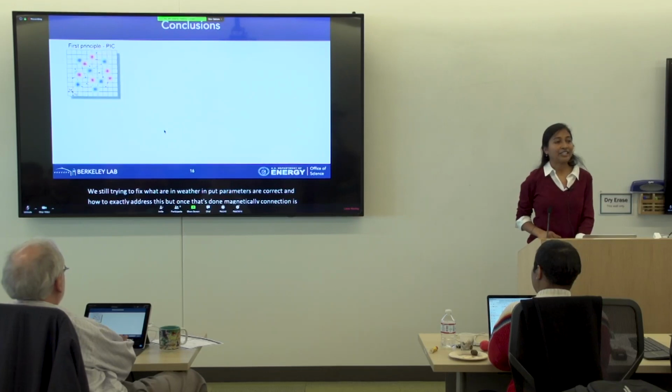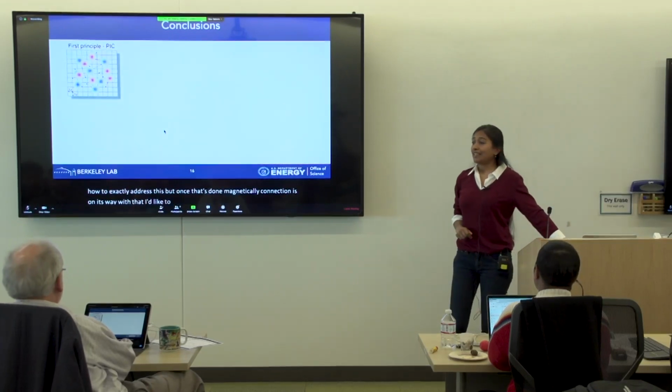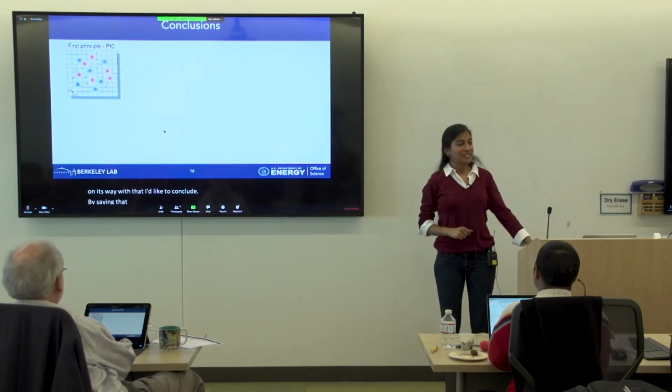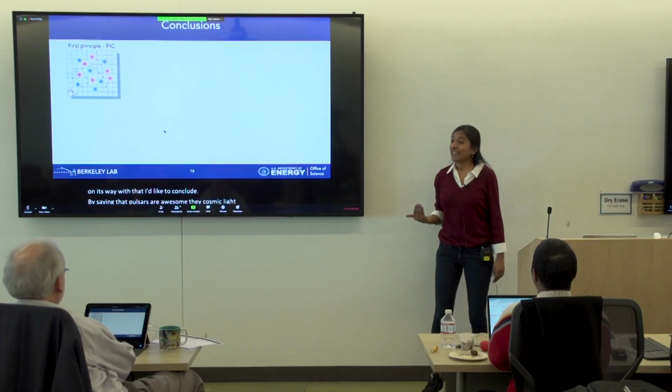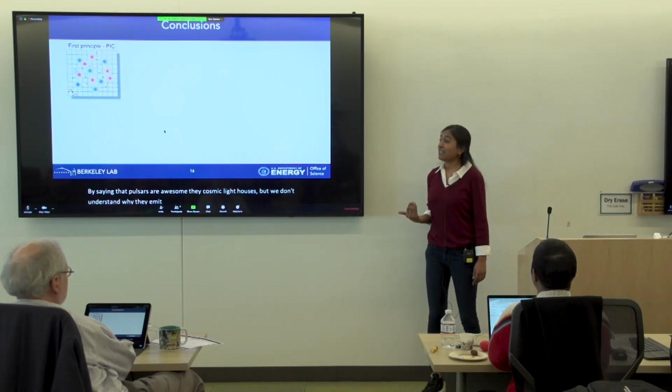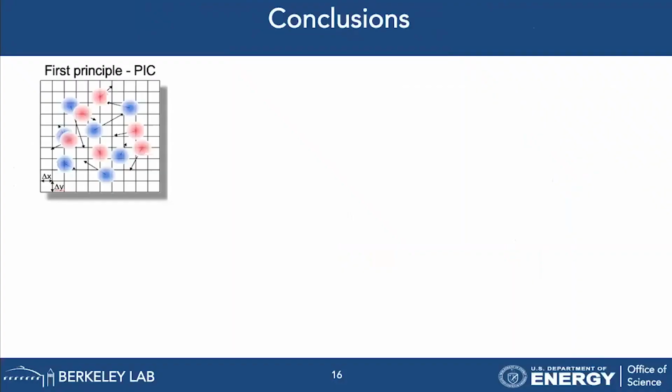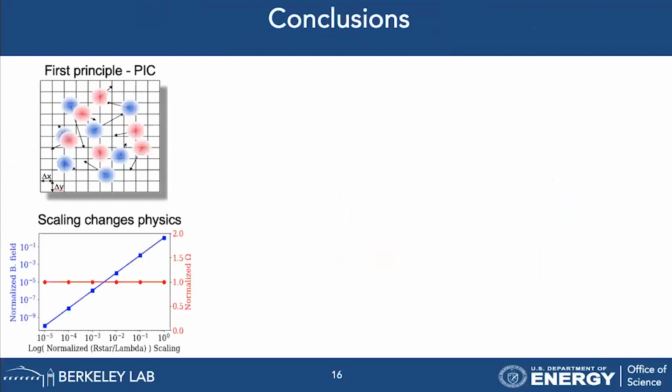With that, I'd like to conclude by saying that pulsars are awesome. They're cosmic lighthouses, but we don't understand why they emit light. For this, we need to perform first principle particle in cell simulations. And typically, the simulations are scaled down. But by scaling down, we change the physics of the problem. And we want to investigate what the effect of that scaling is on predictions.